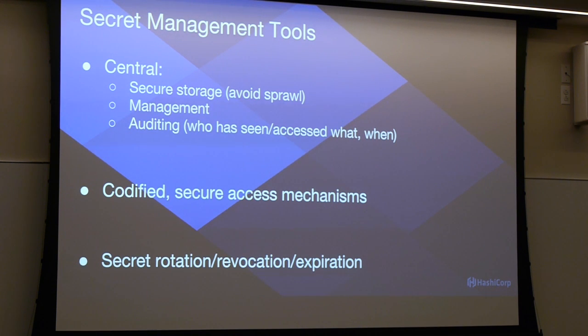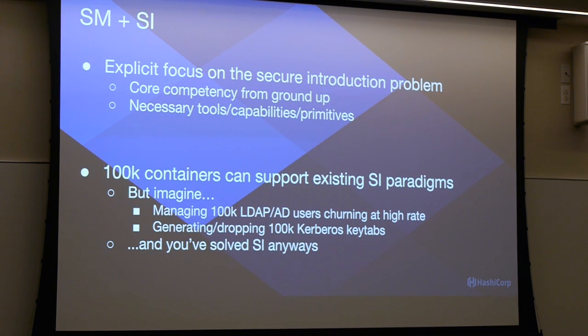So that's another kind of advantage, like centralized. And they can also do things like secure rotation, replication, expiration, depending on capabilities of the given tool. A lot of secret management tools have a very explicit focus on the secure introduction problem, by getting that first secret to you, because they know that you have to actually have that first secret before you do anything else. So core competency, like necessary primitives being built in.